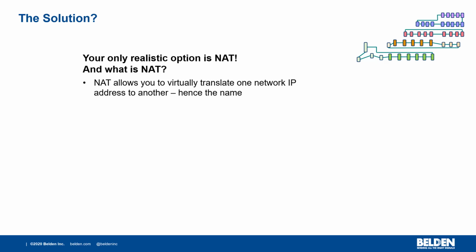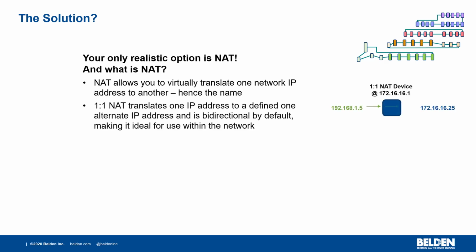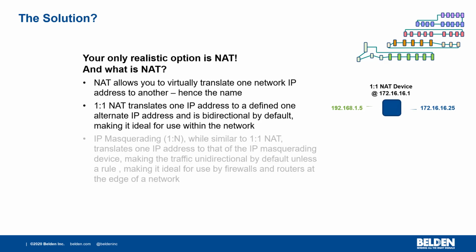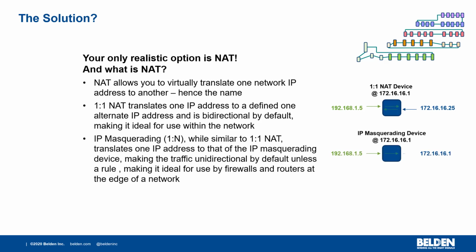And as far as NAT goes, there are theoretically 2 variants. The first is one-to-one NAT, which translates one IP address to a user-defined alternate IP address. One-to-one NAT is bidirectional by default, making it ideal for use within a network like ours. The other is IP masquerading, which is referred to as one-to-N NAT, and similar to one-to-one NAT, except that the outgoing traffic assumes the IP address of the NATing device, typically a router or firewall, doing the IP masquerading. IP masquerading is also unidirectional by default, only permitting inbound traffic with the appropriate firewall rules in place. An excellent example of this is your home's router that hides and protects your network from the internet.